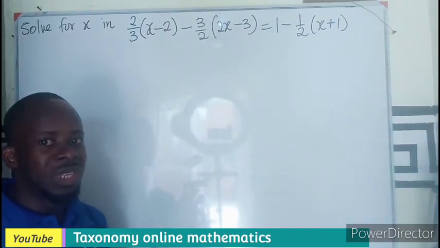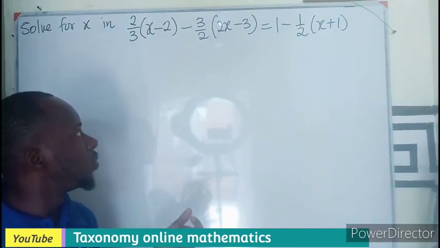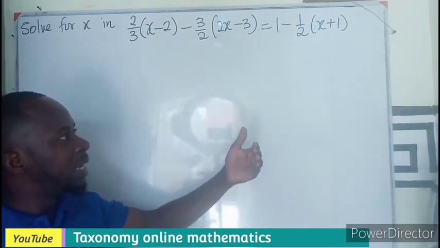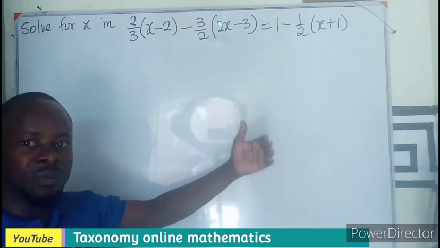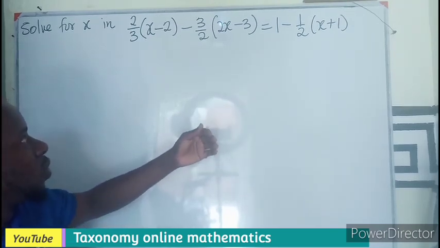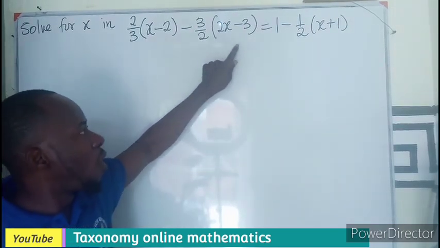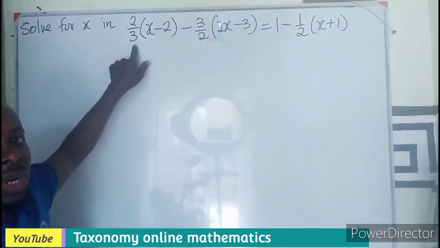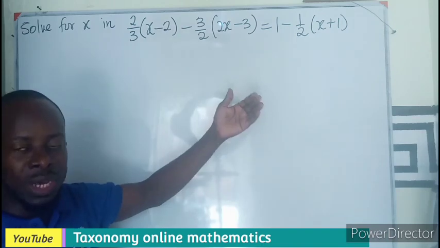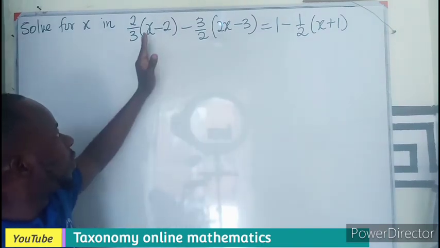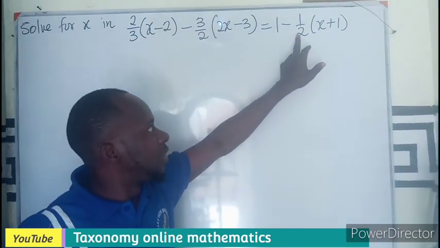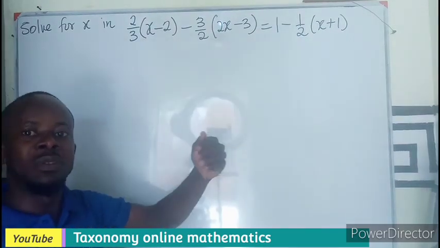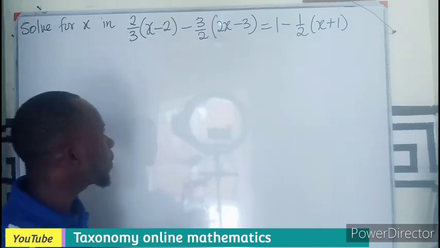And for any equation that involves fractions, the first thing to do is to look out for the LCM, or to clear the fractions, or to eliminate fractions. And the only way we can do that is to find the LCM of the denominators. In this case, 2, 2, and 3. And the LCD will be 6. So I'll multiply every term. In this case, I have terms 1, 2, 3, 4, all the 4 terms by that LCD.